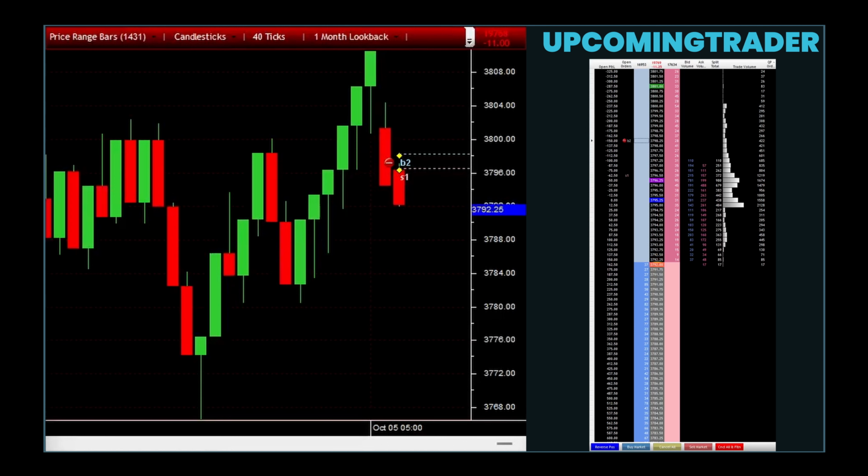The Harami pattern, also known as the pregnant pattern, indicates a potential reversal and is identified by a smaller candle that is completely contained within the range of the previous larger candle.